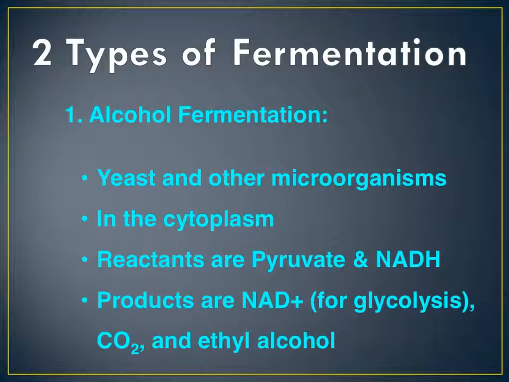Now let's consider 2 types of fermentation. I'll begin with alcohol fermentation. Yeast and other microorganisms carry out this process. It occurs in the cytoplasm following glycolysis. The reactants for alcohol fermentation are pyruvate and NADH, which, as you know, were produced in glycolysis. The products are NAD positive, which is needed to keep glycolysis running, carbon dioxide, and ethyl alcohol.